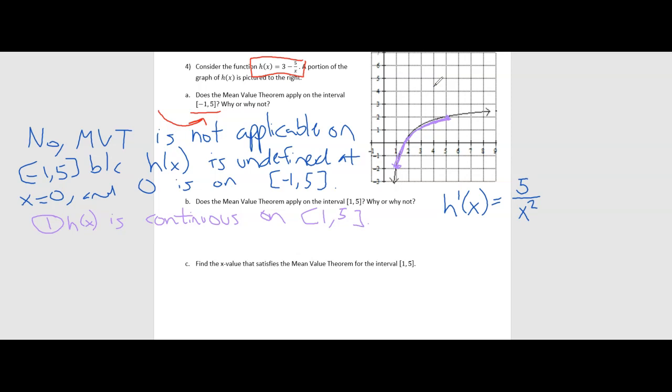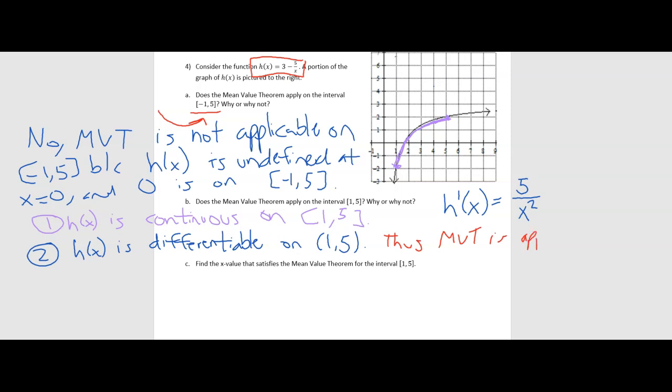Again, this derivative is only undefined at x equals 0. So it is defined over the interval 1 to 5, which means the function is differentiable on the open interval 1 to 5. And then we can say thus, MVT is applicable on the closed interval 1 to 5.